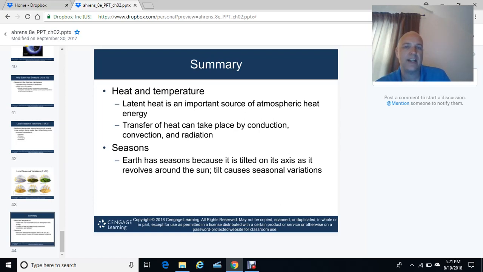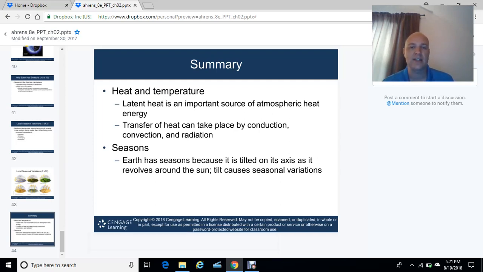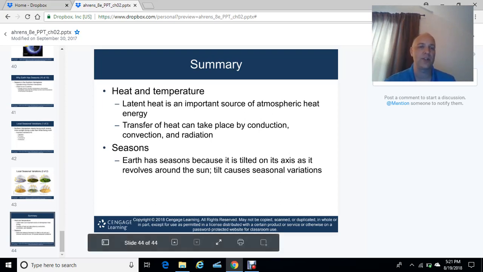Transfer of heat can take place by three mechanisms: conduction, convection, and radiation. Conduction is direct heat contact, convection is the vertical transport of heat, and radiation is in the form of electromagnetic wavelengths, especially emitted by the Earth and the Sun. And then the Earth seasons: we have seasons because the Earth is tilted on its axis as it revolves around the Sun. That causes seasonal variations of temperatures.